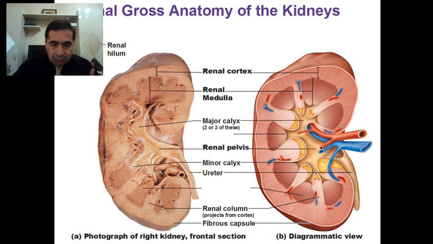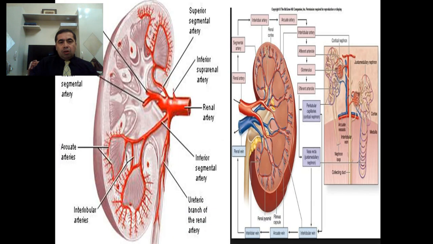Each major calyx consists of two or three minor calyces, and into each minor calyx are opened two or three apexes of the renal pyramids. And from this point of view, we will continue our conversation.